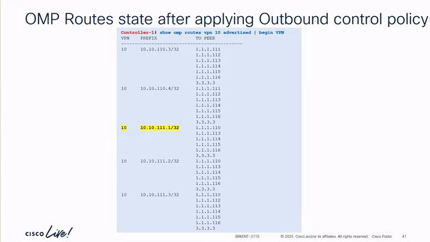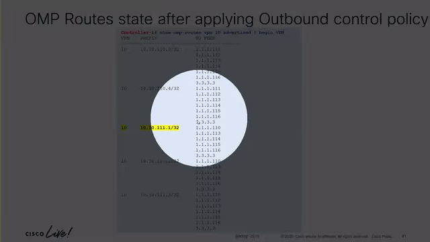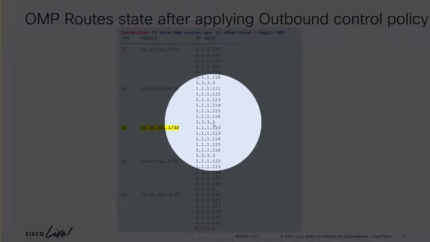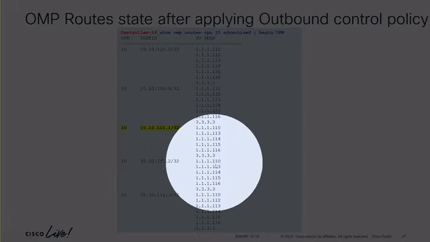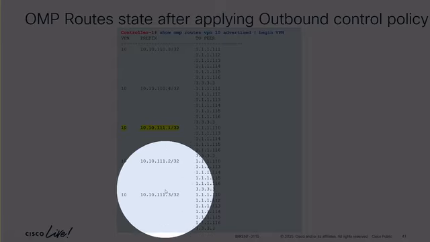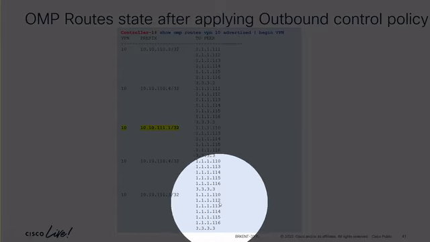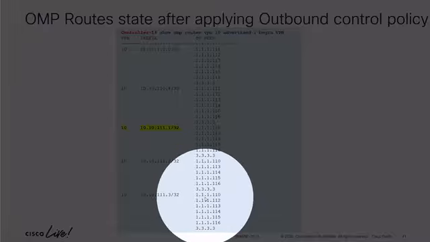Then for the outbound control policy, we want to block the first two prefixes from site 111, 10.10.111.1 and 2. We don't want to advertise them to site 112. And here we can see that these prefixes are being advertised to everyone except 112. So we don't see 1.1.1.112 for the first two prefixes, and for 10.10.111.3, it is being advertised to 1.1.1.112.